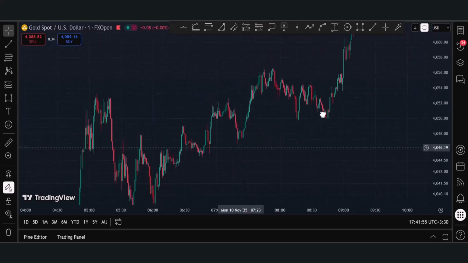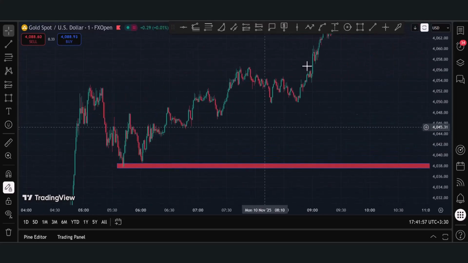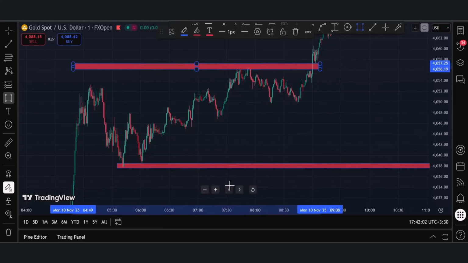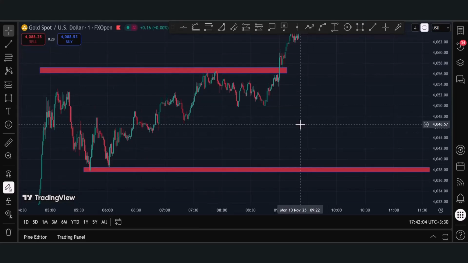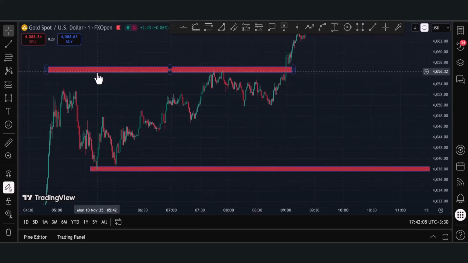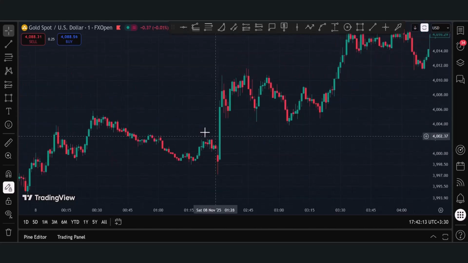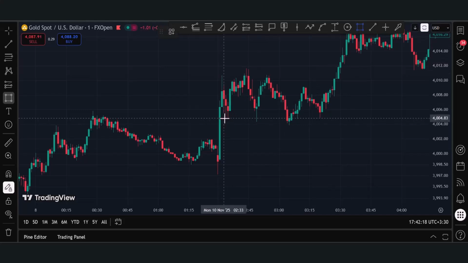The first point for drawing a range box is that if you find a range, make sure to draw a clean range for yourself. What does that mean? Don't just say this is my range box. Go and find the first and second touches. For example, let me bring the range box here. Okay, this is one touch, this is the second touch, and the price has ranged between these two. Go ahead and draw these.